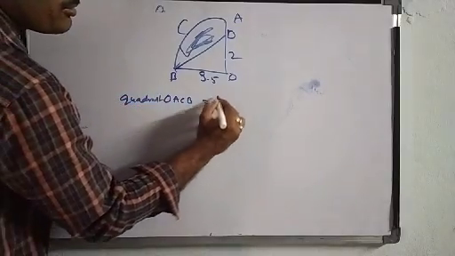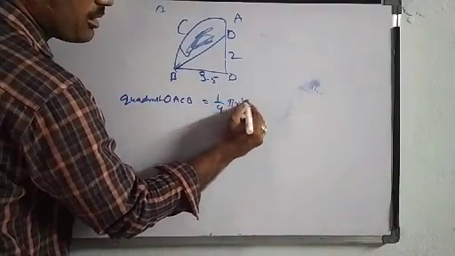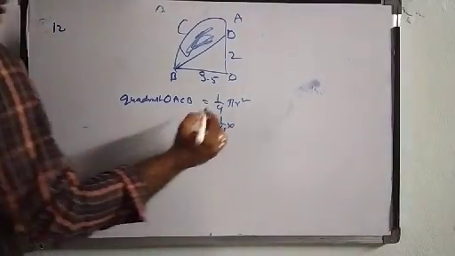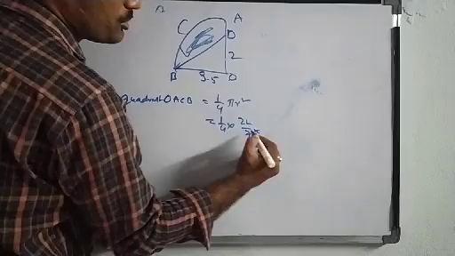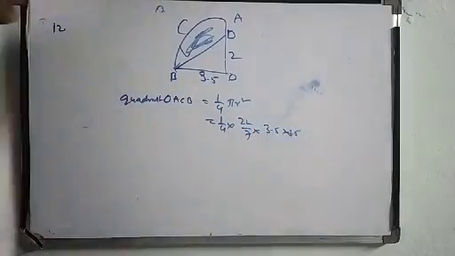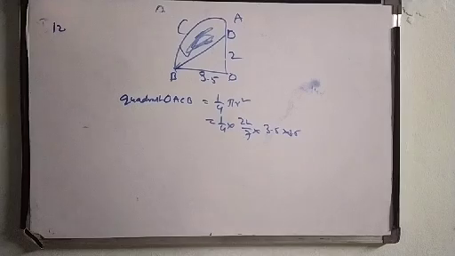For any quadrant we have the formula 1 by 4 pi r square. That is 1 by 4 into 22 by 7 into, here radius is 3.5 into 3.5. Next, area of the shaded region.